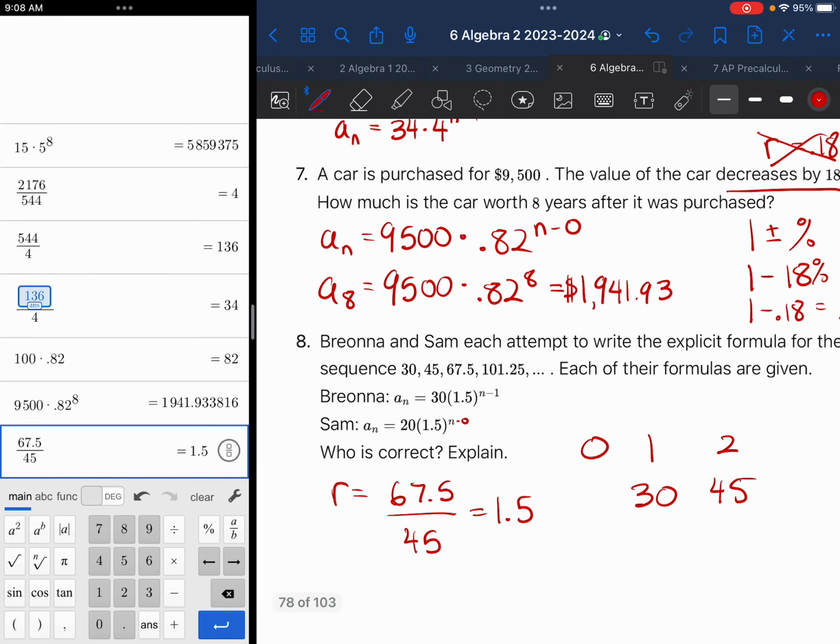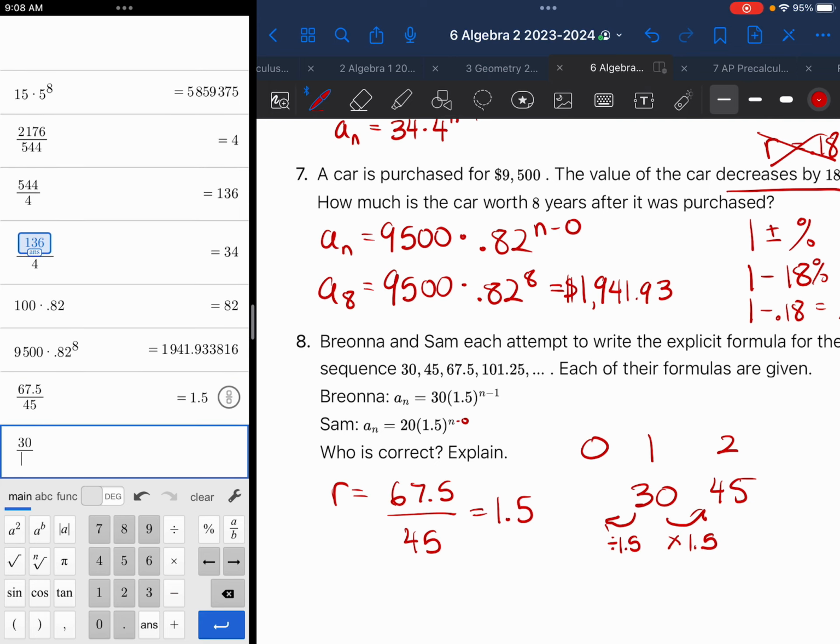Remember, to go to the right, I multiply by the common ratio. I multiply by 1.5. But in order to go backwards, instead of multiplying, I'm going to divide by 1.5. So what is 30 divided by 1.5, calculator? 30 divided by 1.5 is 20. Hey, check that out. So Sam is also correct. The 20 is the 0th term, and Brianna is also right. 30 is the first term.